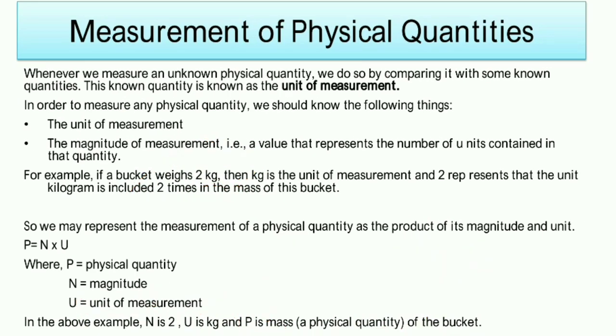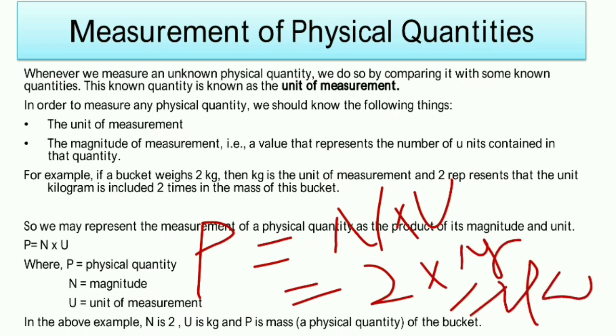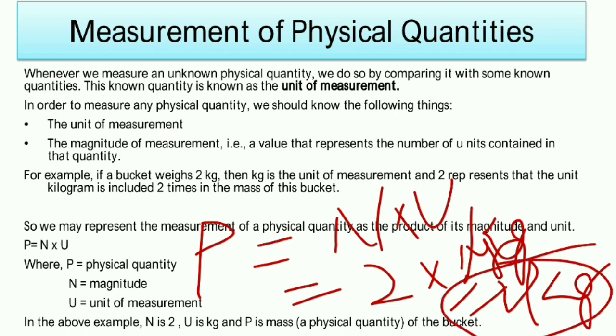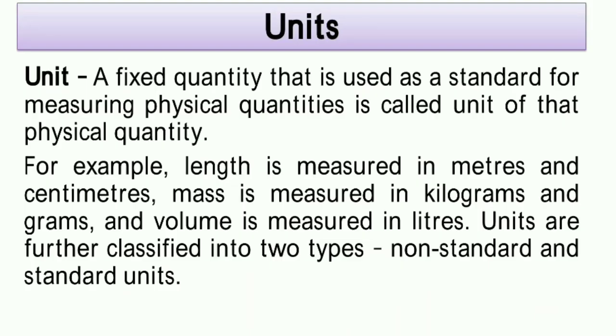So P will be n into u. It means n is 2 and u is kg. So 2 into kg means 2 kg. So we have got that P is equal to 2 kg. That is the mass. I hope that you have understood about the measurement of the physical quantities.